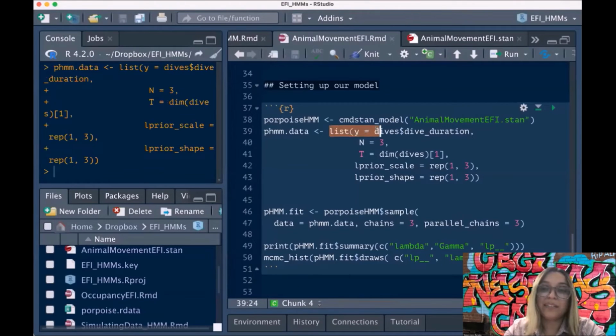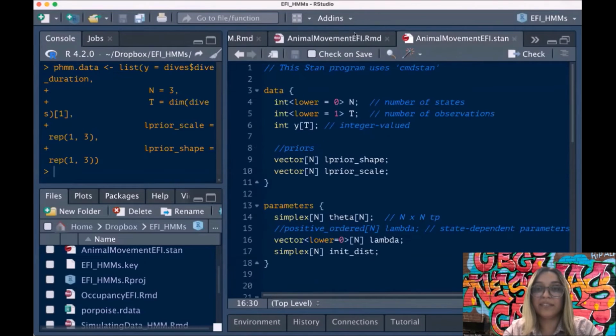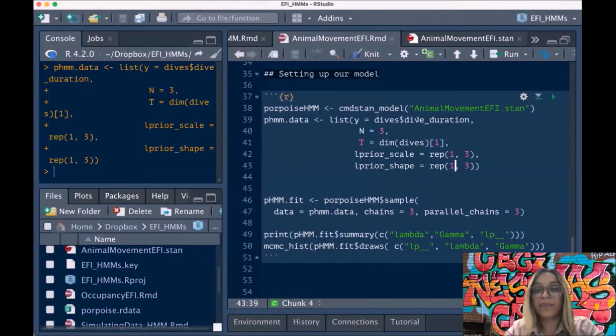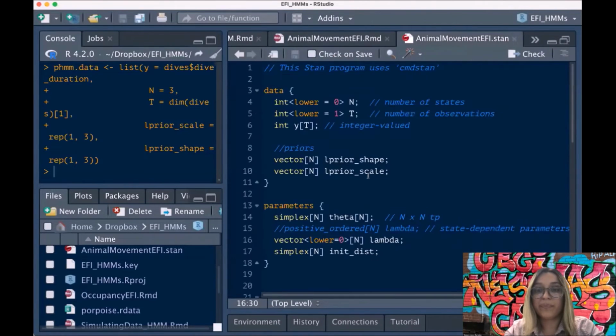So in order to pass data into Stan, we want to create a list where we have y equals dive duration, n equals 3 states. Here I'm starting with 3 states. T is the number of observations. I'm just double checking T. And then these are quite horrible priors for my scale and shape. We could change this. And actually, I'll update the code on GitHub, but this is actually the rate, not the scale.